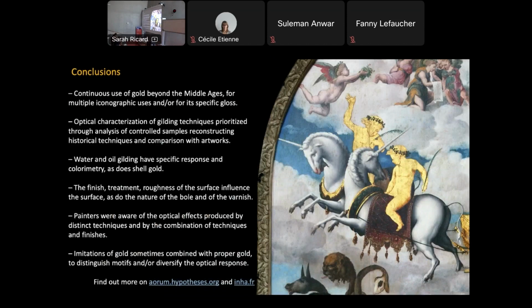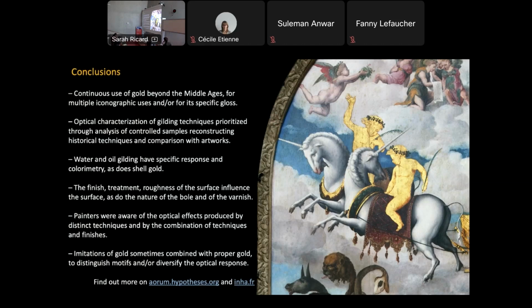So to sum up, we can see that there is this continuous use of gold throughout medieval and Renaissance times, that this use of gold is very much associated with iconographic uses, with specific motifs, but also with an interest from the painters in these optical effects. Regarding optics, we can see that these oil and water gilding techniques can be characterized through color and gloss. There is also an impact of varnish, and an impact of gold, which I have not presented here. But the finished treatment of the surface is also very important in the way that this painting could have appeared, and the way that these techniques were combined.